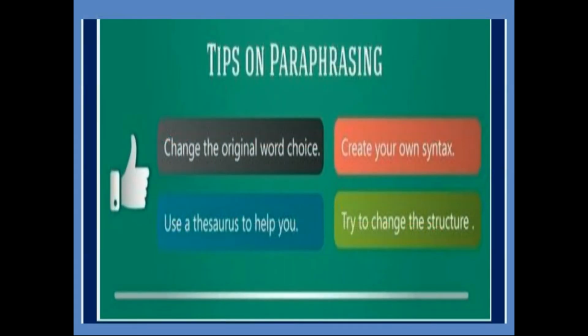To make a good paraphrase, these 4 tips should be kept in our mind. Change the original word choice. For example, start your first sentence at a different point from that of the original source. Use a thesaurus to help you. It will facilitate to use as many synonyms as possible.